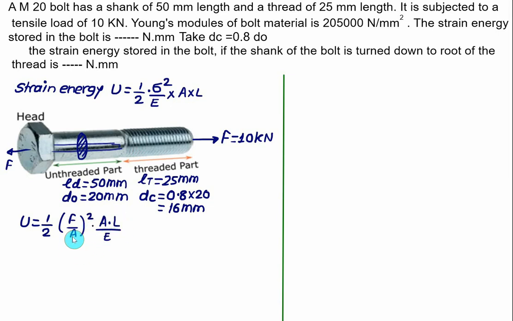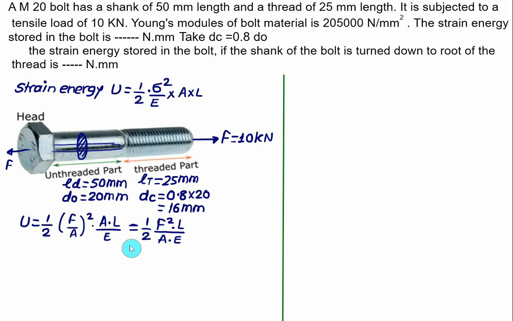So one of the A will get cancelled here, and we have strain energy is equal to 1 by 2 into F square. Numerator A is cancelled with denominator, so multiplied by L divided by A, with area left, multiplied by E. So this formula we'll use here because F is common to both and the Young's modulus is also common. Otherwise we have to calculate sigma for the unthreaded part and the threaded part. So that is the lengthy part.